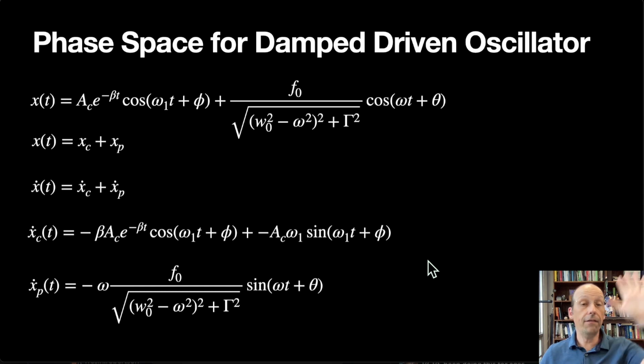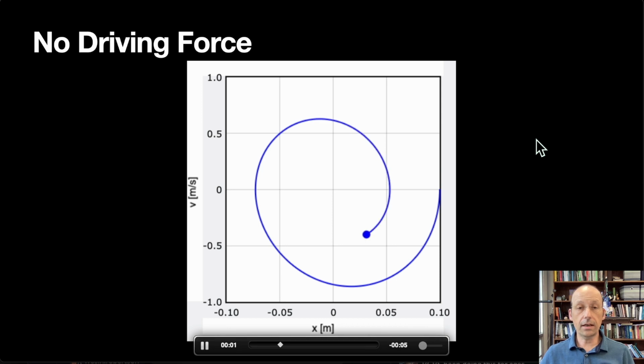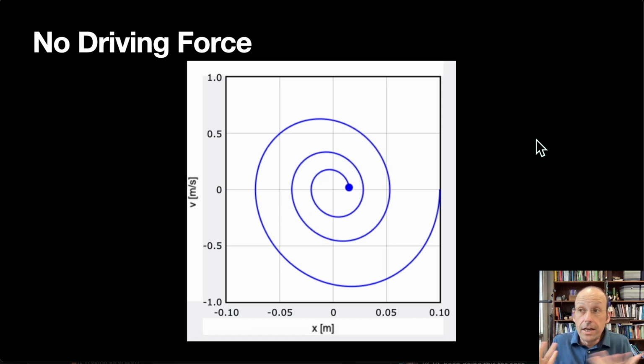Now, here's what it looks like if I have no driving force, which I can do by putting f0 as 0. So this solution just goes to 0. It doesn't matter what omega is. And here's what that looks like. It just eventually stops. It has to stop at the origin, right?